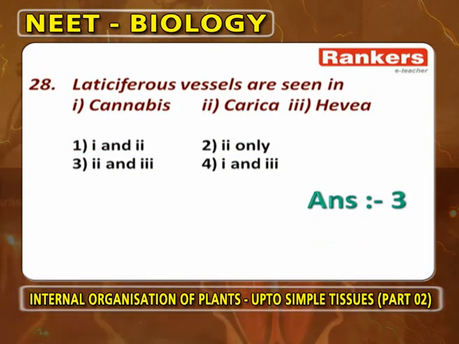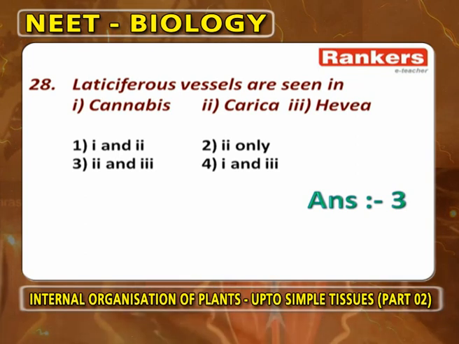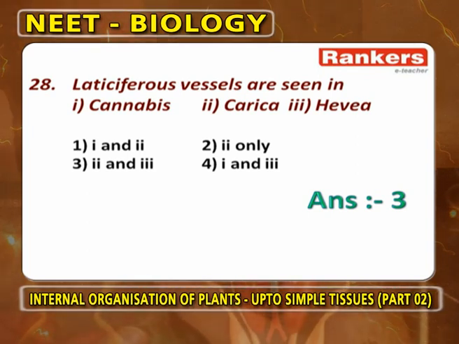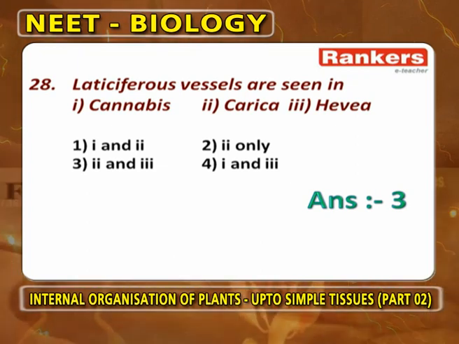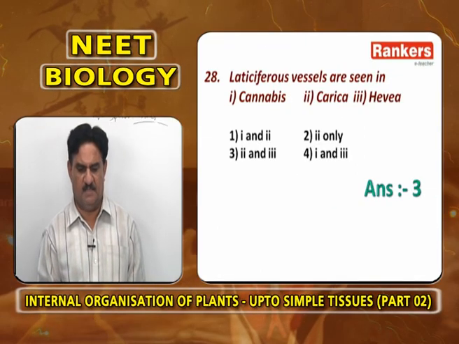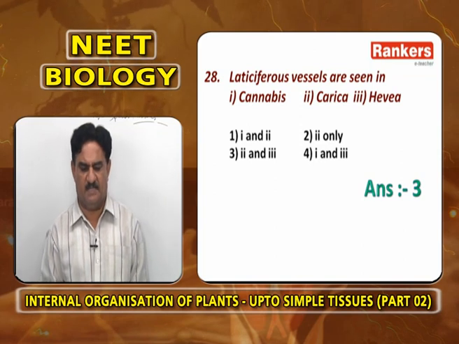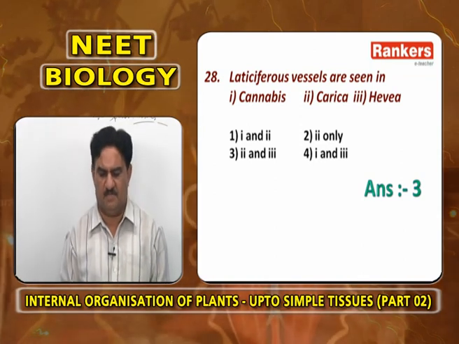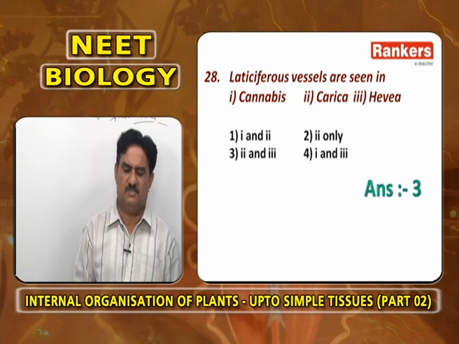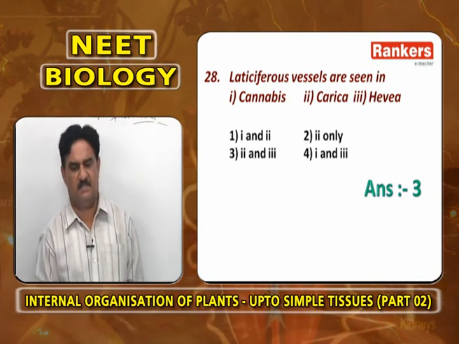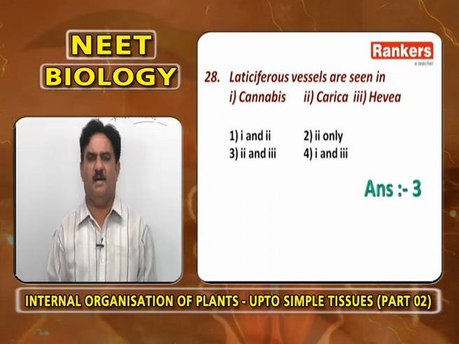Latissiferous vessels are seen in 1 and 3. Cannabis and Hevea braziliensis show latissiferous vessels. 3 is the option. 2 and 3. Sorry. Cannabis shows latissiferous cells. Carica and Hevea show latissiferous vessels. So, the answer is 2 and 3. Latissiferous vessels are found in Carica and Hevea.